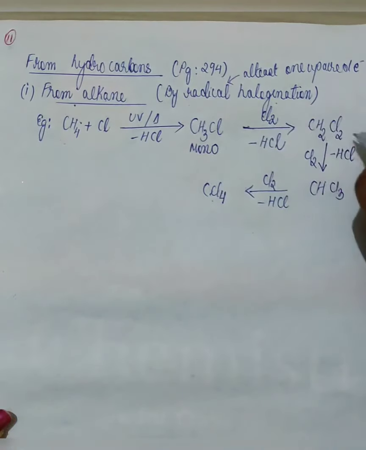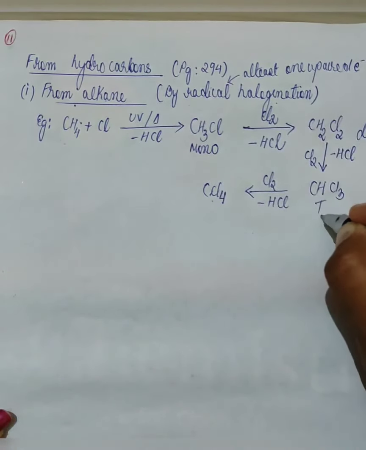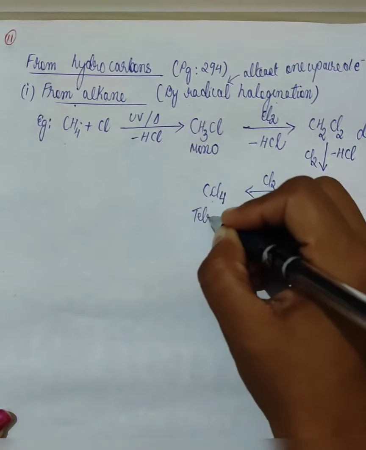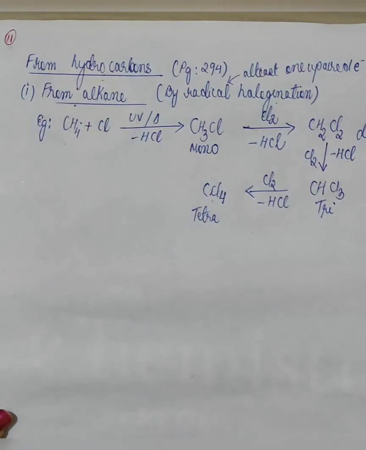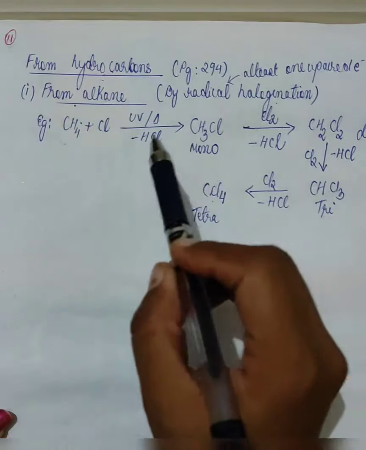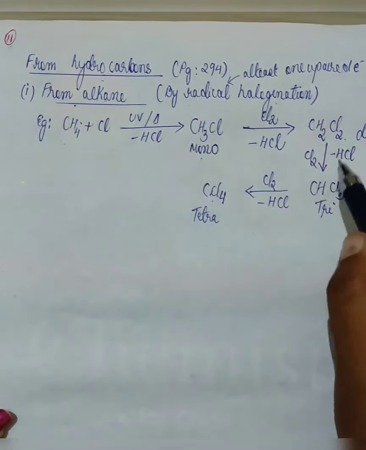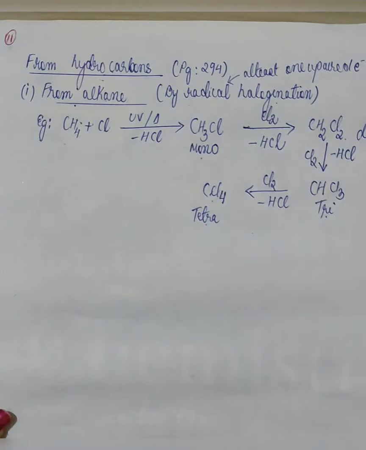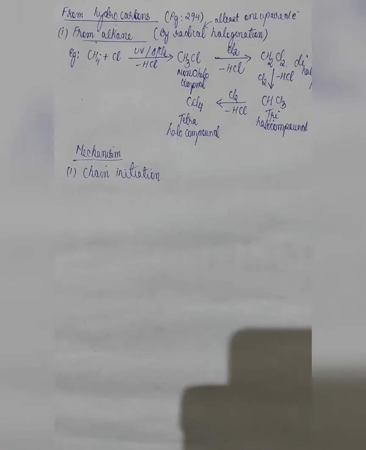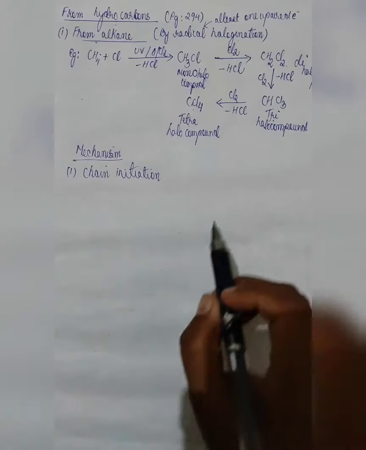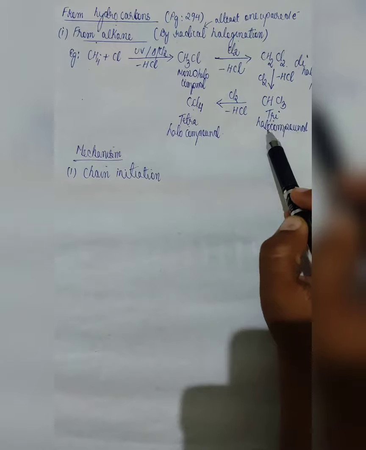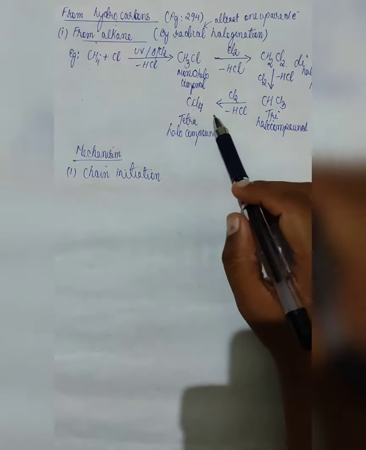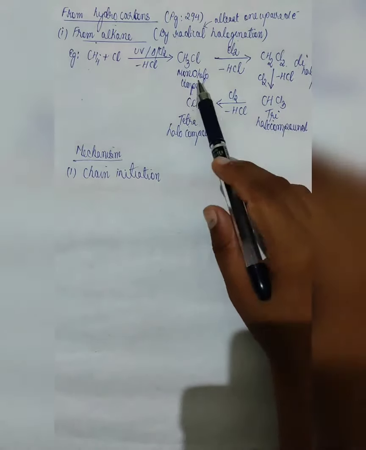Now this is known as your mono-halo compound. This is your di-halo compound. This is your tri-halo compound, and this is your tetra-halo compound. Now, when you do this reaction in order to get your haloalkane from alkane, you will be getting mono, di, tri, tetra substituted compounds. So if we need only one product, this reaction cannot be used. Now let us see the mechanism. If you are going to write this down, this is mono-halo compound, di-halo compound, tri-halo compound, and tetra-halo compound. This is also carbon tetrachloride.